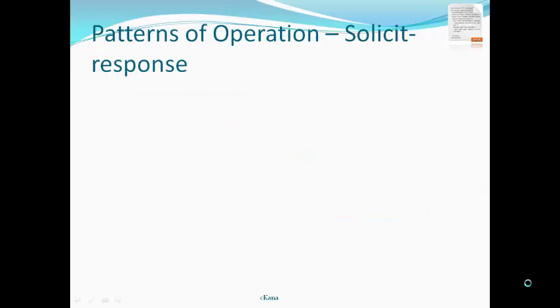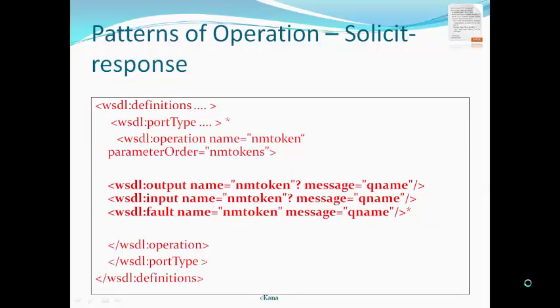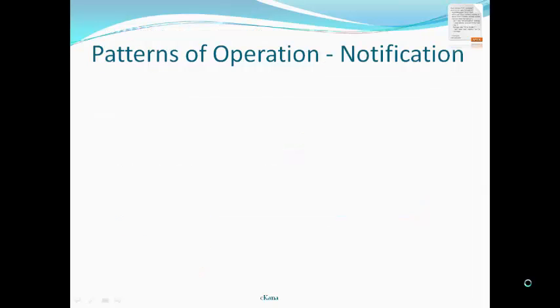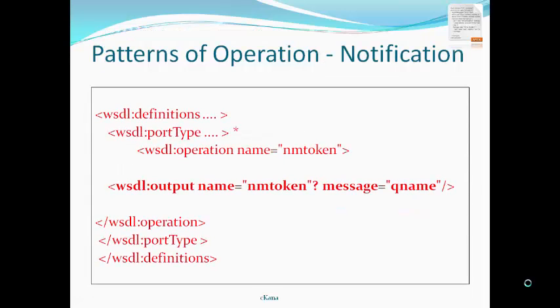Solicit response. In the solicit response pattern of operation, the service sends a message and receives a response. The operation therefore has one output element followed by one input element and an optional fault element also. Notification. In the notification pattern of operation, the service sends a message. Therefore, the operation has only one single output element.